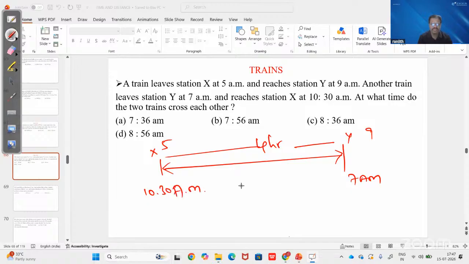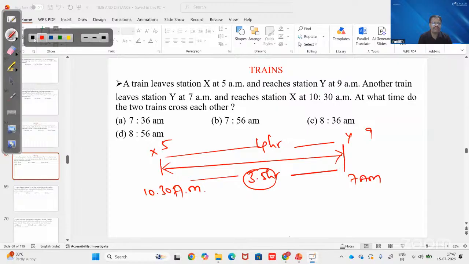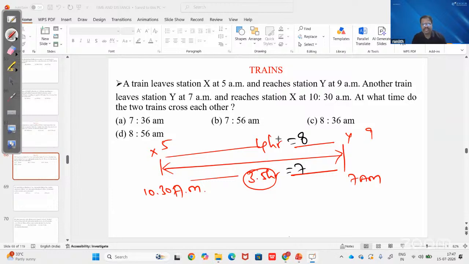10:30 a.m. So total number of hours will be equal to 3.5 hours. Here, in the place of 3.5, I'm taking 8 hours. Here, 7 hours. Just look at the statements. Here, X to Y is the same distance, Y to X is also the same distance. So we can write distance is same. If distance is same, speed is inversely proportional to time.